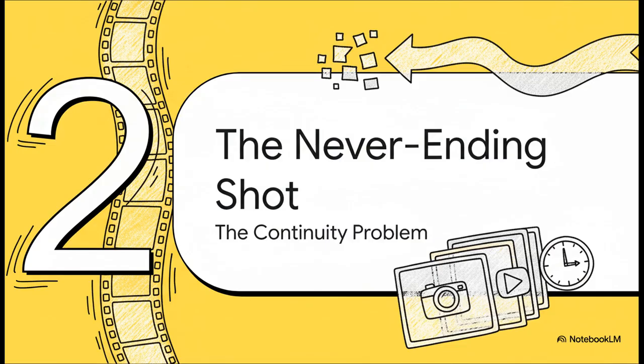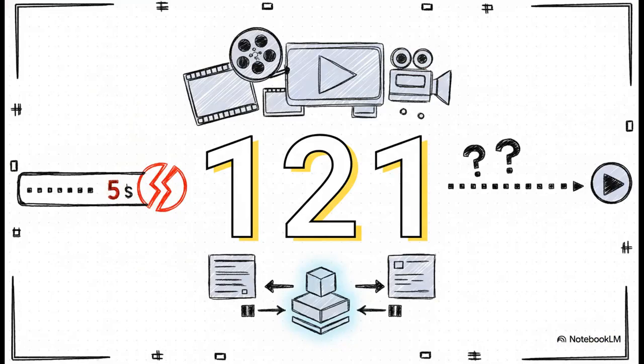How do you generate a video that's longer than just a few seconds? This is what we'll call the continuity problem. The problem really starts with this number right here, 121. That is the hard limit. It's the maximum number of frames the video model can spit out in one go. At 24 frames per second, that's just over 5 seconds of video. So how do you create a 10-second, a 30-second, or even a minute-long shot?